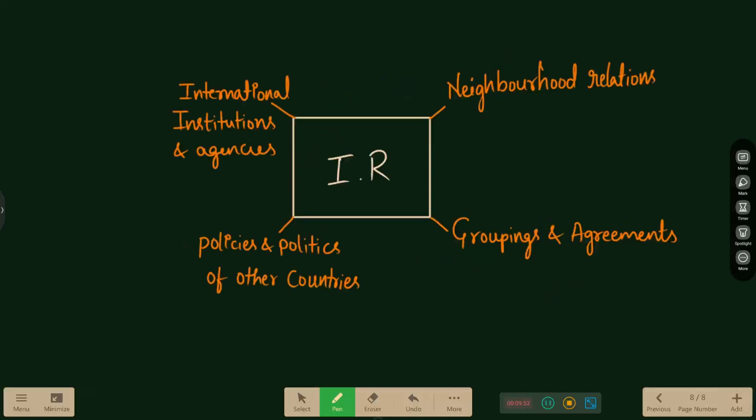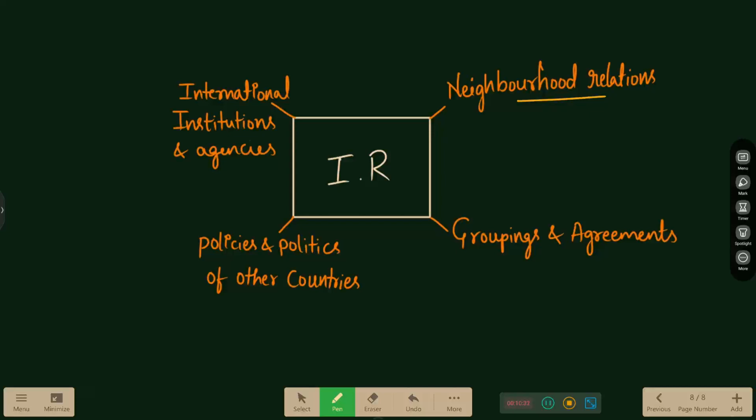And the last subject in General Studies Paper 2 is international relations. Four dimensions, square means four dimensions, four corners equal to four dimensions. So first thing you need to know is relation of India with its neighboring countries. Second is groupings and agreements, policies of other countries, the international institutions and agencies. So this deals with neighborhood relations. What is the relation of India with Nepal, Pakistan, Bhutan, Bangladesh, Sri Lanka, China, among others.